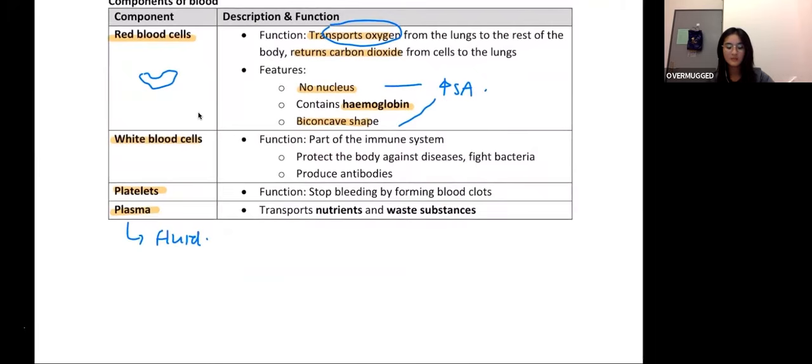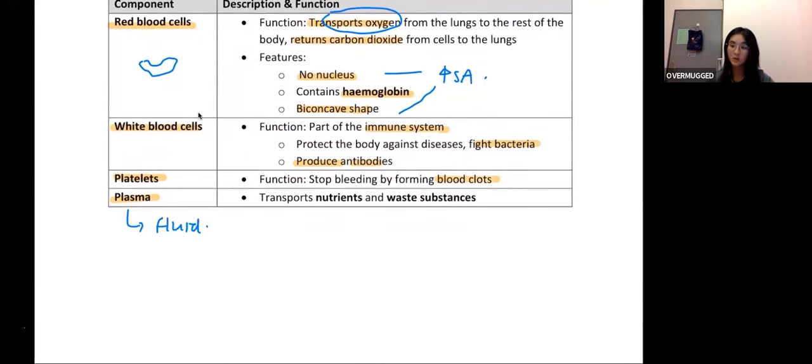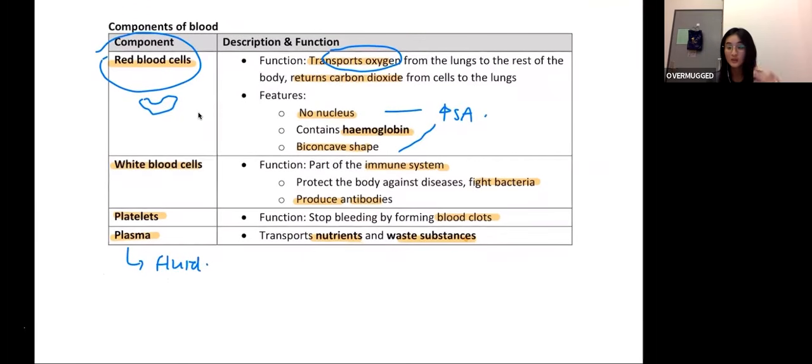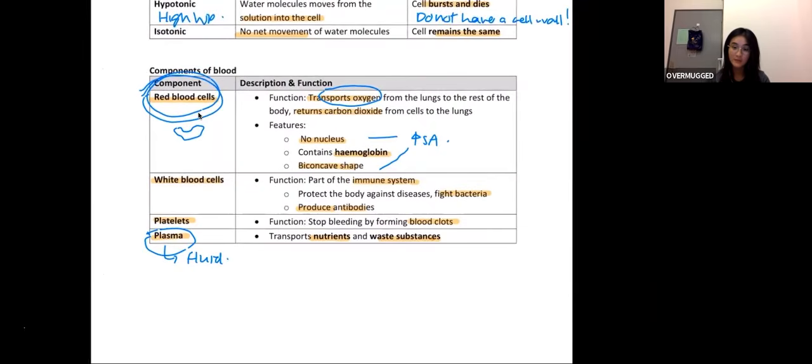Then for white blood cells, immune function. What does it do? Fight bacteria, produce antibodies. Just memorize it. Platelets form blood clots, to stop bleeding. And the last one, plasma, transports nutrients and waste substances. So take note, transport of oxygen is red blood cell. Transport of everything else, your nutrients like glucose, amino acids, whatever, is plasma. Waste products like urea are also plasma. So red blood cell is transport oxygen. Memorize it for me.